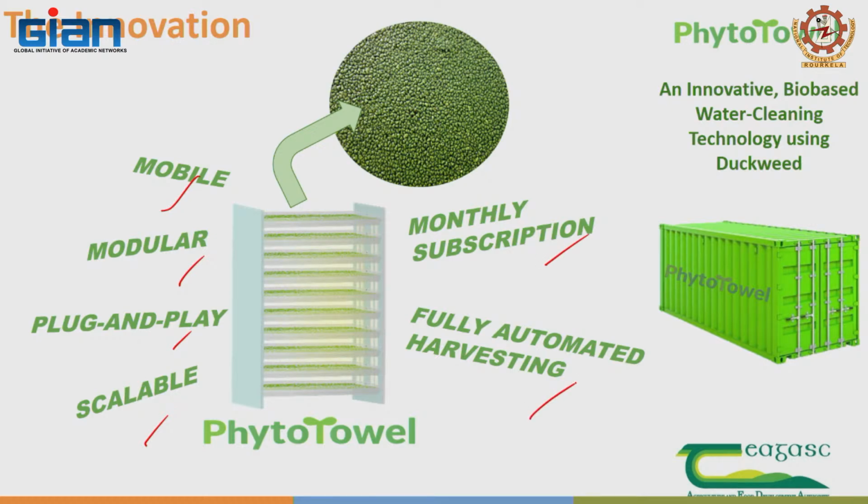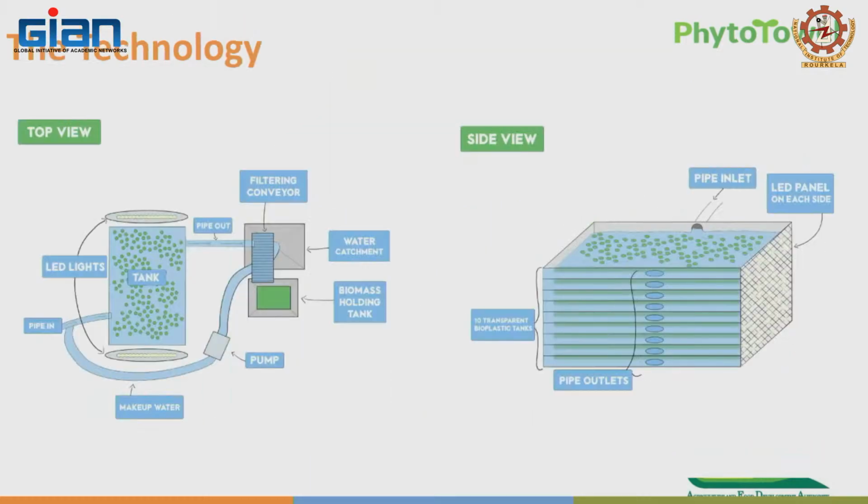That means if water is moving, you can have some strainer, the smaller duckweed can pass through and larger will stay there. So, that is the way you can continuously harvest it and continuously reduce the BOD and COD in this particular chamber. I will quickly go through this so that it will give you a clear idea what I intend to say here. So, this is your all the light system, pipe, filtering conveyor, water catchment, biomass holding tank and pipe in, pipe out.